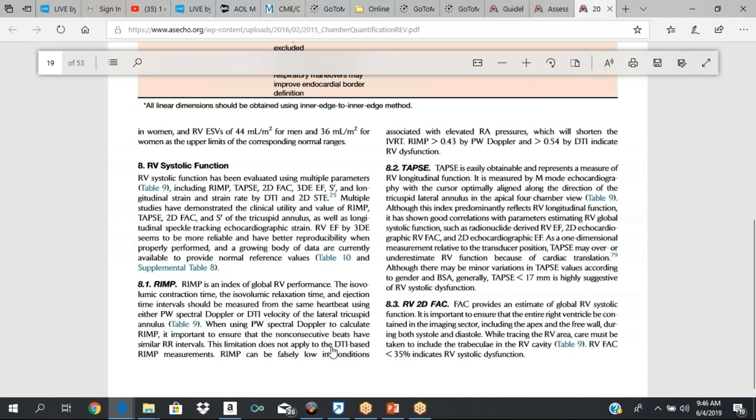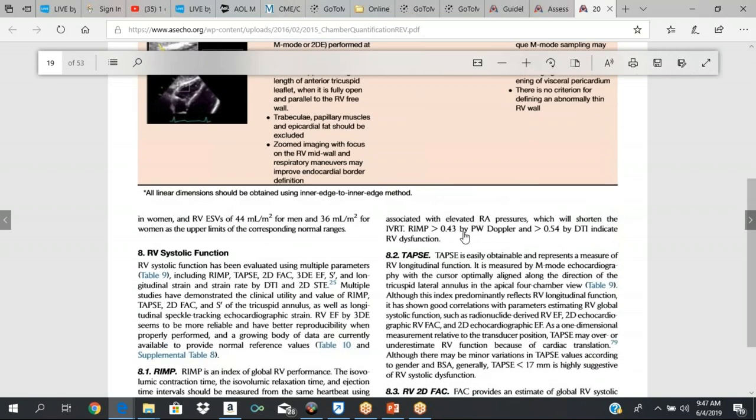That's not a problem, okay? So when you're using tissue imaging, that's not a problem. RIMP can be falsely low in conditions associated with elevated RA pressure. So anything that causes elevated RA pressures can falsely reduce your RIMP, which will shorten the IVRT.